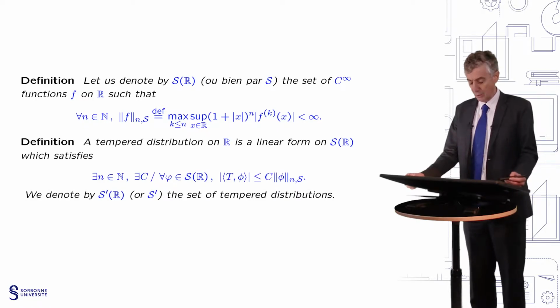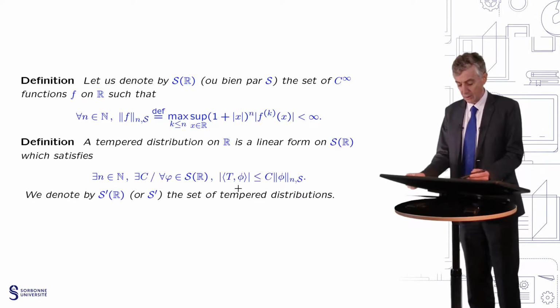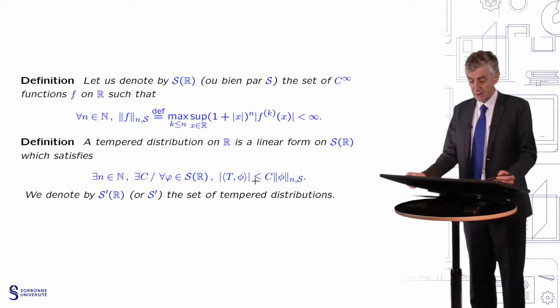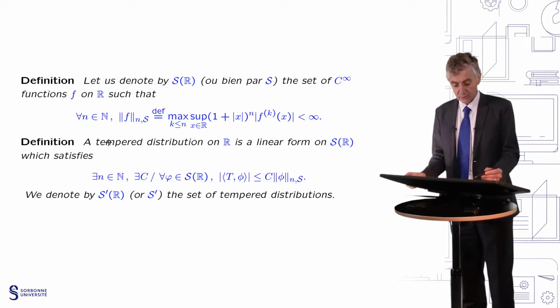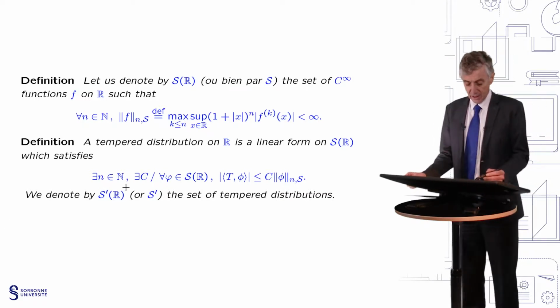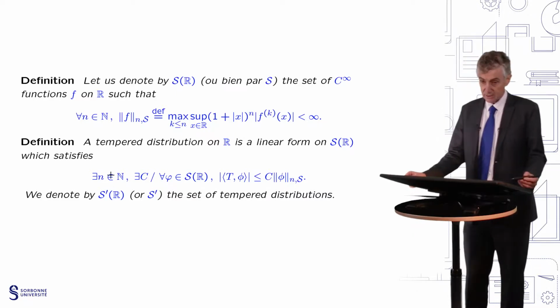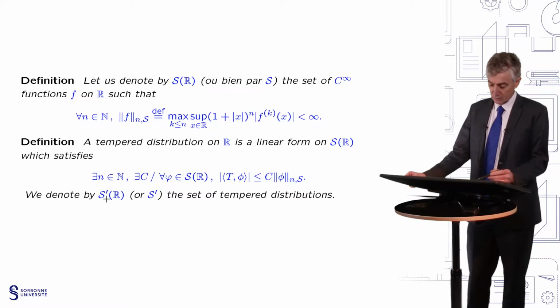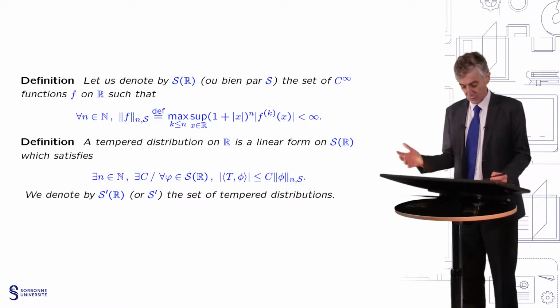Okay, and a tempered distribution is simply a linear form on the space S which has some continuity property for one norm on S, and it doesn't matter which index n, some n exists, that's important. And we denote this space by S prime. This is the set of tempered distributions.